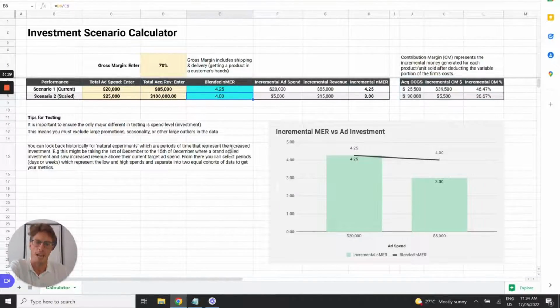And so let's just unpack this a little bit. What do we mean by current and scaled, and what do these mean? So essentially, current is our baseline. This is where we're at today.